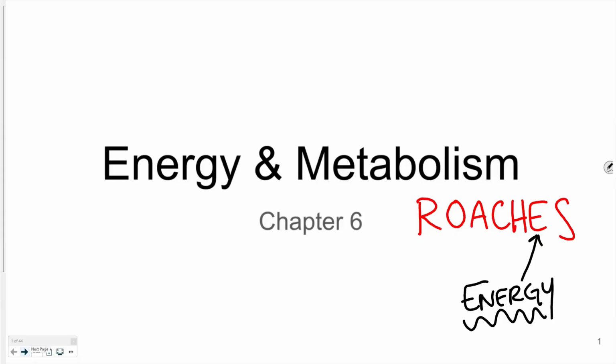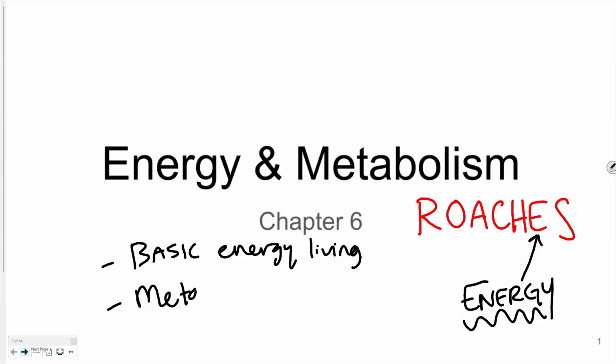So in chapter 6, we'll cover the basics of energy in living systems. We will have a little bit closer look at metabolism. We talked about metabolism really briefly back in chapter 3 when we were talking about monomers and polymers and our 4 different classes of biomolecules, but today we'll get into a little bit more detail of that.